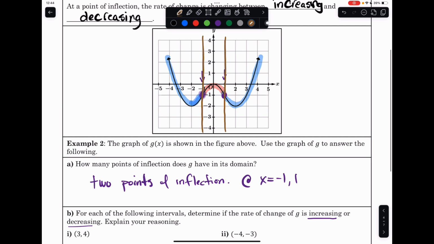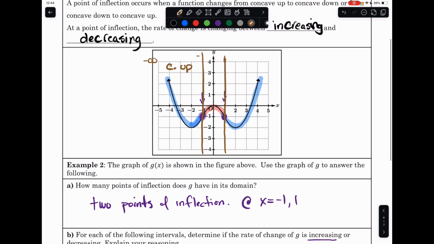So in this example, from -infinity to this first vertical line, -1, it concaves up. And from this vertical line of +1 to +infinity, it's also concaving up. And in the middle section, we can clearly see that that red section, as we indicated earlier, is concaving down.